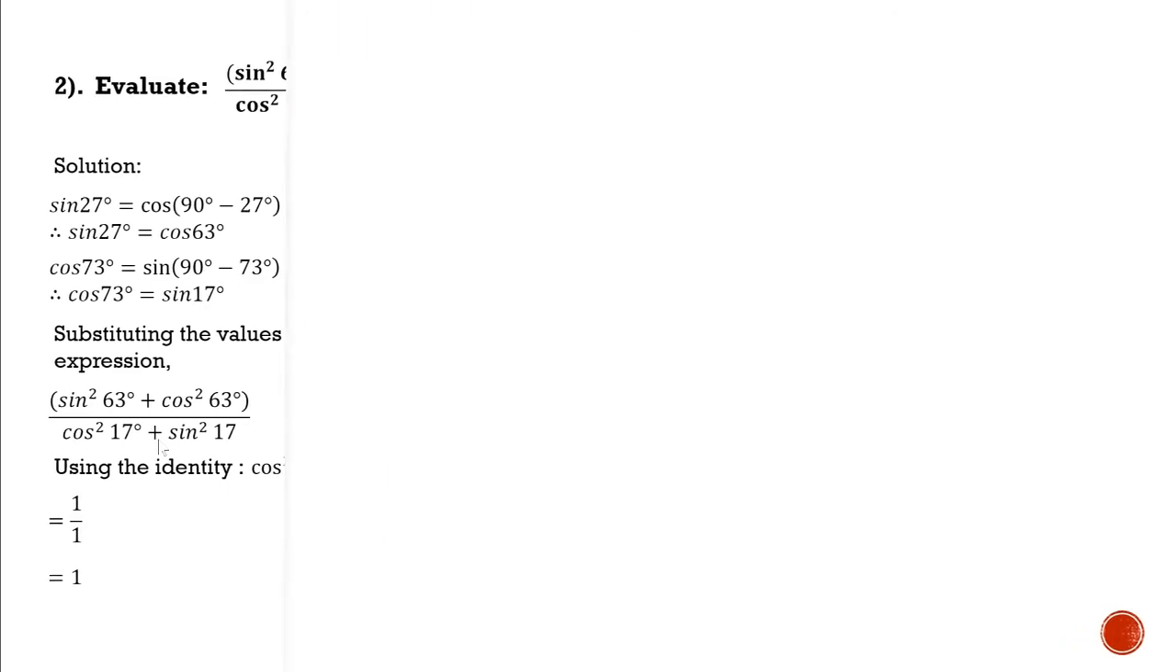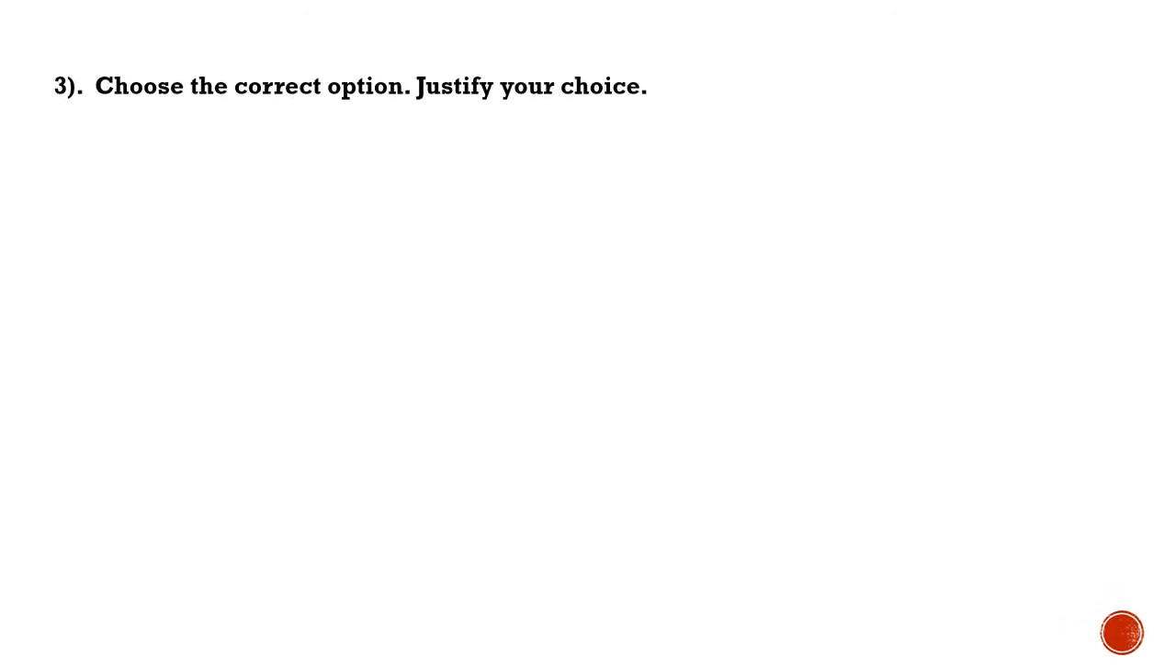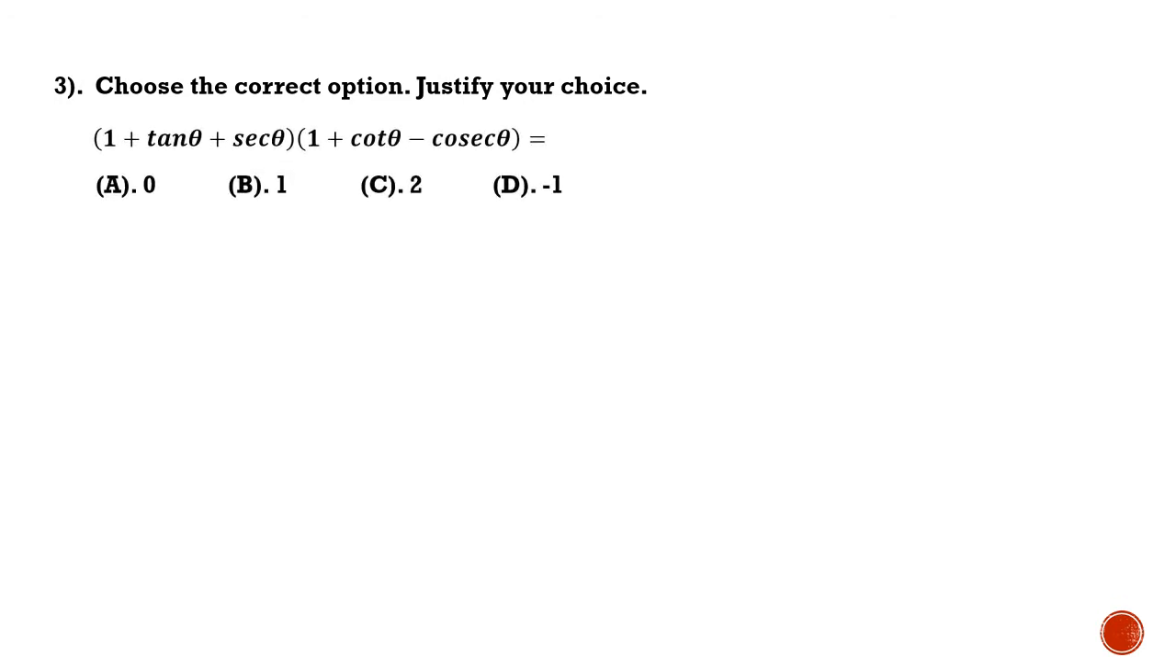Okay, let's see one more question. Now here we have to choose the correct option and we have to justify our choice. It means basically we have to evaluate this as well and identify which of these options A, B, C, D are correct.